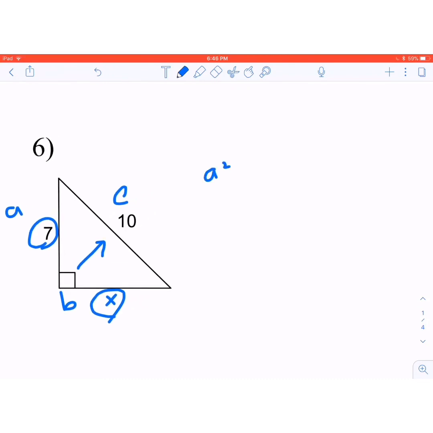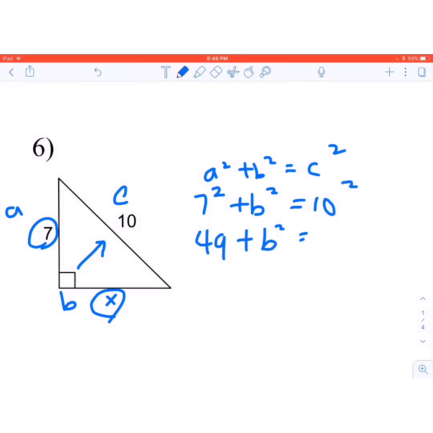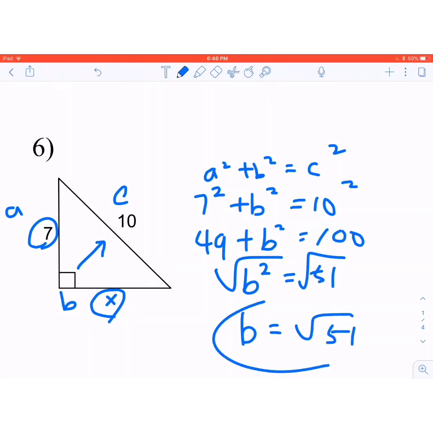So a squared plus b squared equals c squared. So 7 squared plus b squared is equal to 10 squared. 49 plus b squared is equal to 100. Subtract 49 from both sides. b squared is equal to 51. Square root both sides. b is equal to the square root of 51. I'm just going to leave it as the square root of 51 as it is already prime. So the missing length here is the square root of 51.